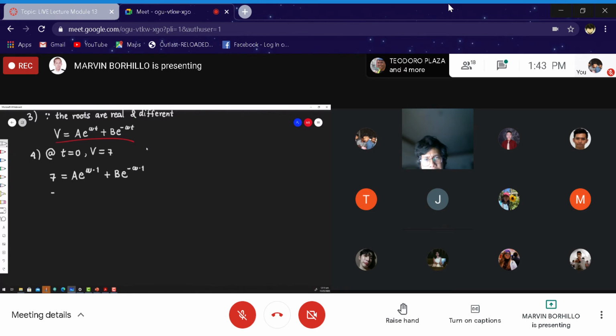So, 7 is equals to... ay, 0 pala yun. Sorry. 0 pala to. Kaya pala di masusunod. 0 to. And this is 0. So, this will be 1. This will be 1. So, our first equation will be 7 is equals to A plus B. We have one equation and two unknowns. Kailangan pa natin ng isang equation.